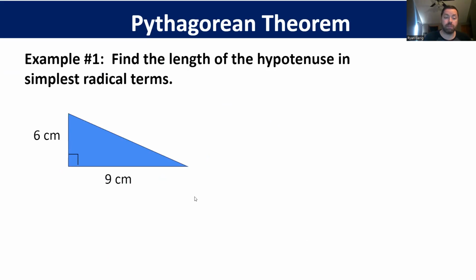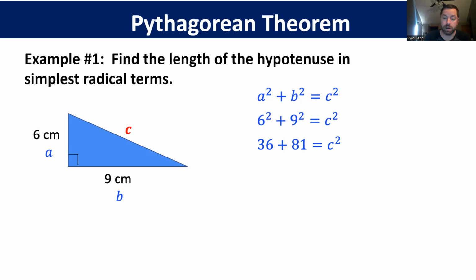So we're going to use that theorem to find the length of the hypotenuse, and we're going to leave it in simplest radical form. So we're going to use A squared plus B squared equals C squared. In this case, we're looking for C. 6 is A and 9 is B, and those are interchangeable. I could say 6 is B and 9 is A. It does not matter. I'm going to plug those in. So 6 squared plus 9 squared equals C squared. Well, 6 squared is 36, 9 squared is 81, and C squared. 36 plus 81 is 117.